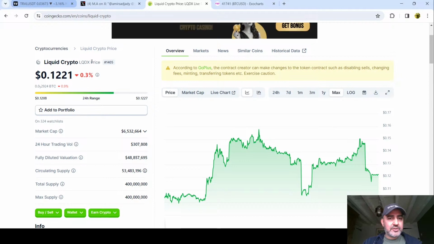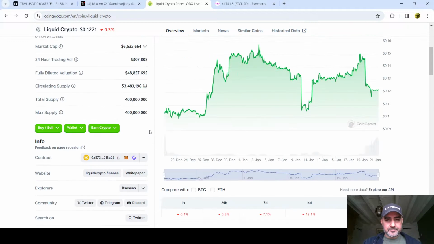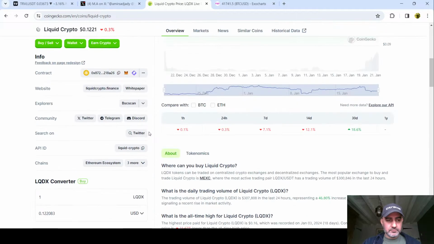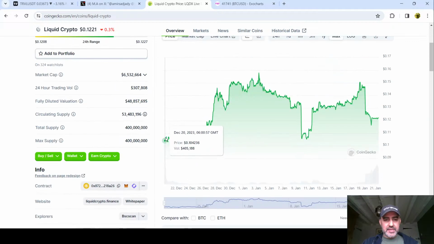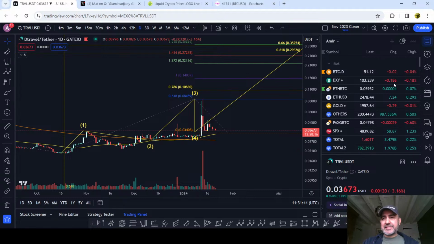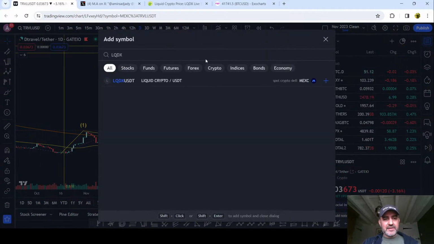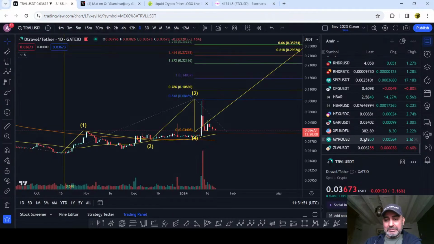So, liquid crypto, no idea what it is. Let me just see what the markets are first. Oh, there they are. Pancake is on MEXC. It's been around since only December, so it's a brand new token. There are like 1,000 brand new tokens on a daily basis now, so I think a lot of people have to be careful because I think a lot of them are scams. Just my personal opinion.